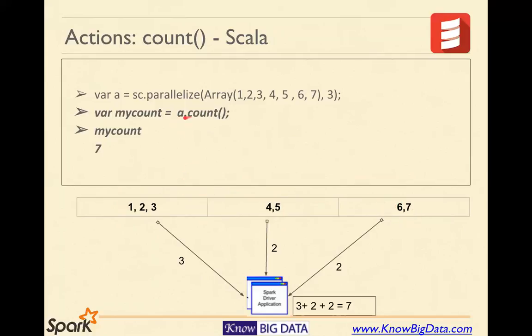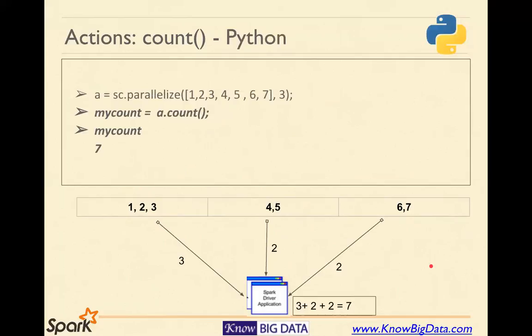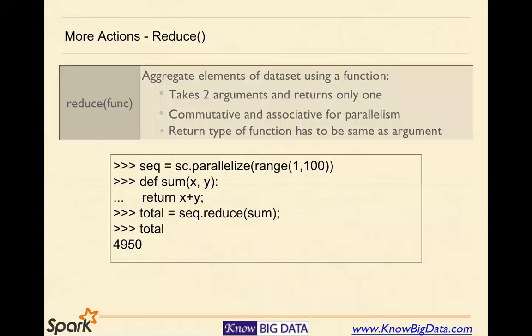So when we execute something like count, it asks each node to give me the count, and then it sums it up. That's how it computes the count. All right.